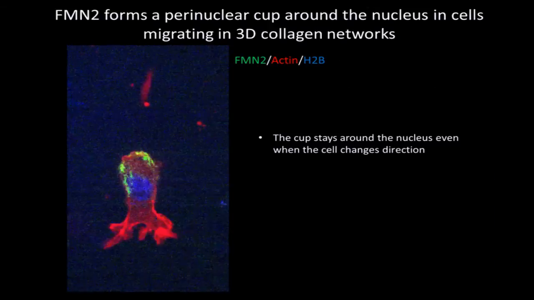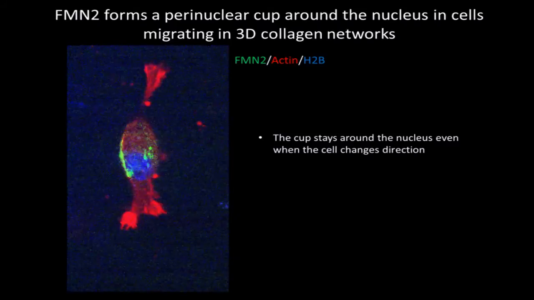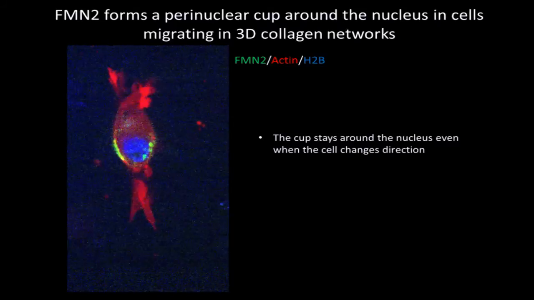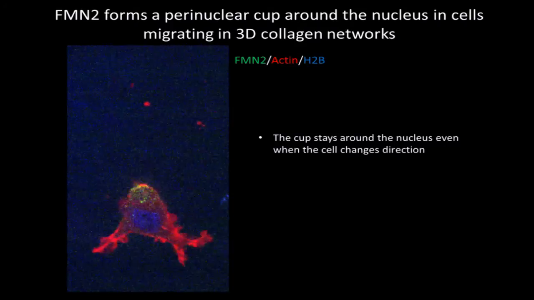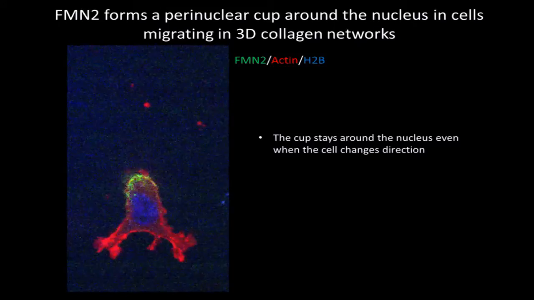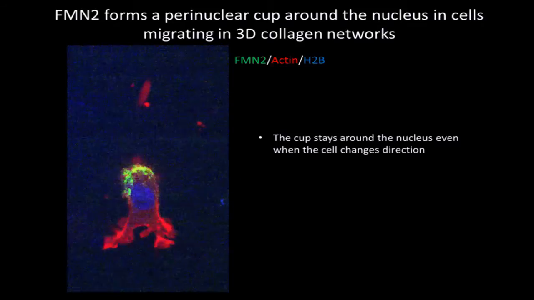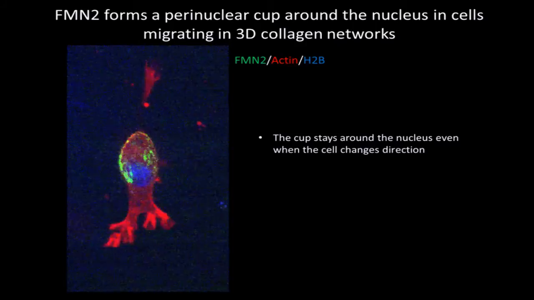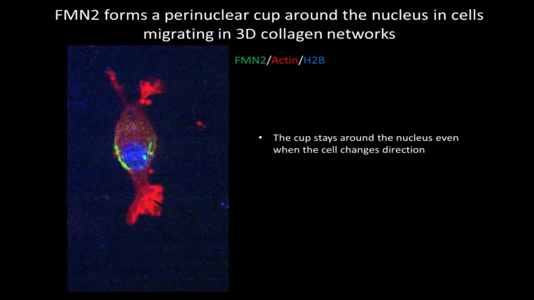So now we look with a confocal microscope and look at the localization of this FMN2 in a fibroblast crawling in a 3D culture, and the same sort of localization. It's around the nucleus, following sort of the back of the nucleus, and if you do a 3D reconstruction, it's like a cup that's around the back of the nucleus, and even when the cell changes direction and the nucleus starts going in the other direction, it stays around that nucleus and follows it, sort of like it's supporting it as it goes.